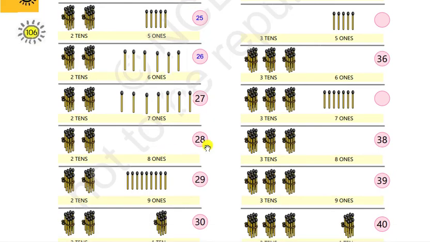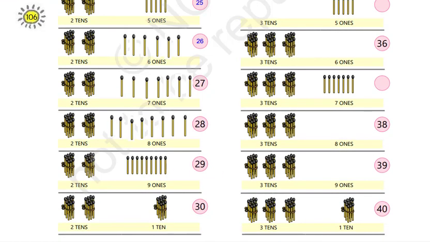Next number is 28, which is 2 tens and 8 ones. So here how many loose matchsticks will we draw? We will draw 8 loose matchsticks here. So 1, 2, 3, 4, 5, 6, 7, 8. Okay. Next comes 29, which is 2 tens and 9 ones.